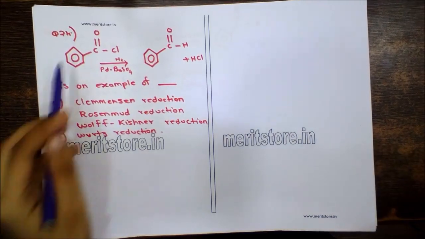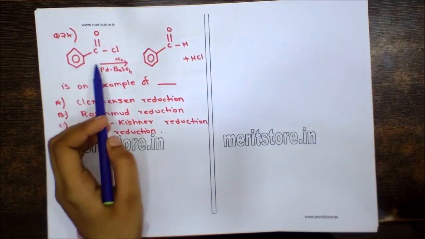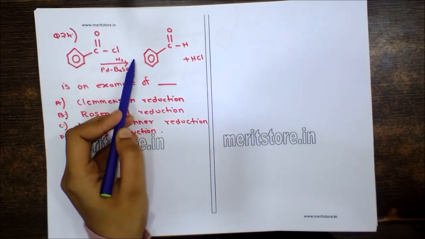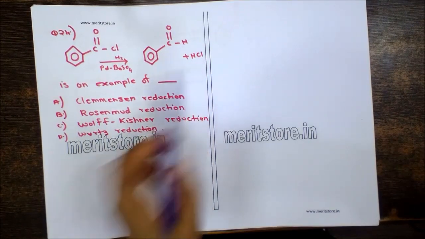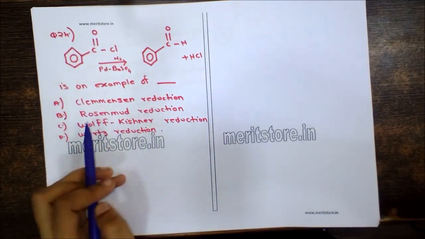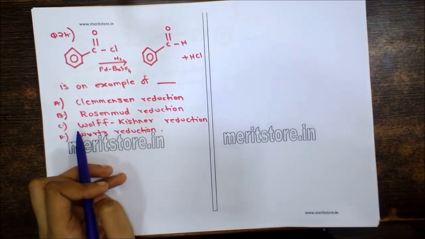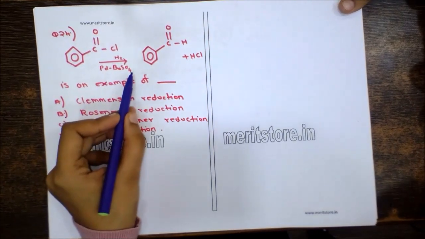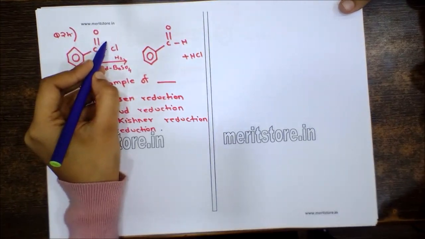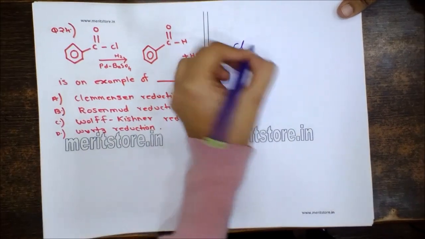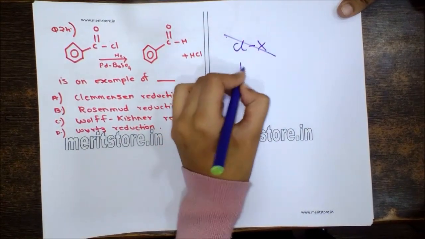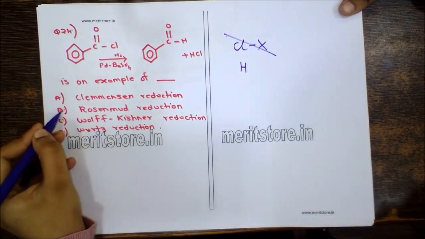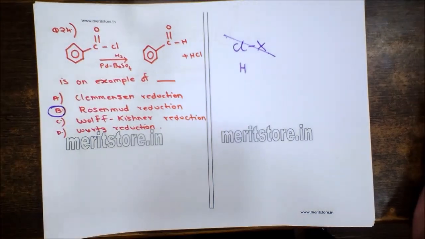Question 24. I have this with H2 and Pd-BaSO4, where instead of my aryl halide, I have hydrogen to it plus HCl. This is an example of A. Clemmensen's reduction, B. Rosenmund reduction, C. Wolff-Kishner's reduction, D. Wurtz's reaction. So over here, in presence of Pd and BaSO4, the halide, that is the Cl, the halogen, is cancelled out and gives back my original hydrogen. This reaction is known as Rosenmund's reaction. Therefore, option B, Rosenmund's reaction, is the correct answer.